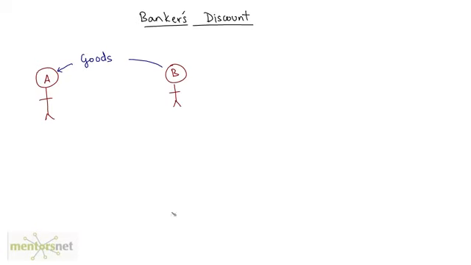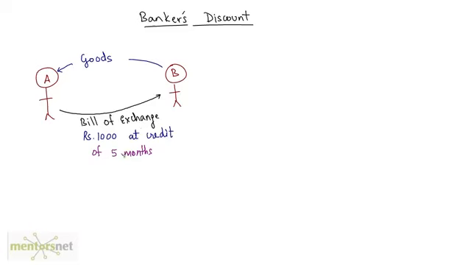So what A does is that A issues a bill of exchange to B. This bill of exchange is basically similar to a check, and it allows B to withdraw money directly from the account of A. But this bill of exchange is usually at credit. So the bill of exchange is worth rupees 1000 and at credit of 5 months, let's say. So after 5 months B can go to a bank and withdraw money worth 1000 rupees from A's account.